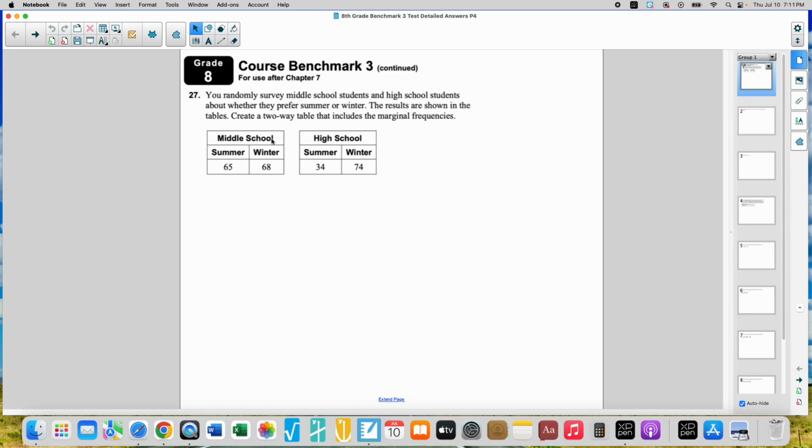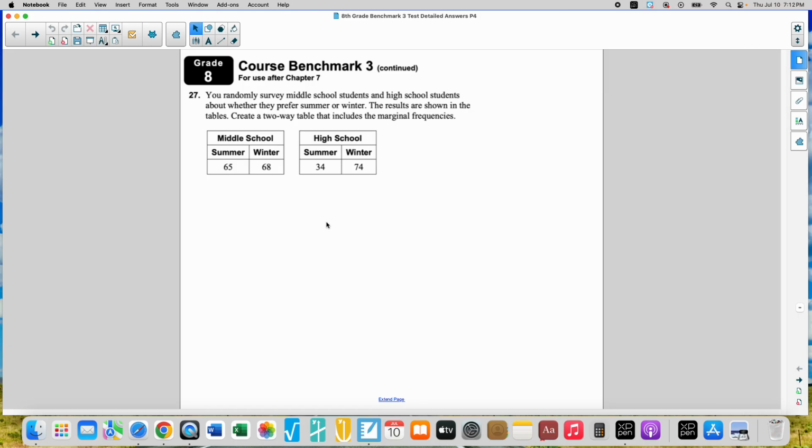So we have middle school students, and there were 65 who liked summer and 68 who liked winter. And then the high school students that were surveyed, 34 liked summer and 74 liked winter. So the way that we do a two-way table is you do it in this manner. You have to take the information that they have, since they were asked the same questions. We're going to have those two categories.